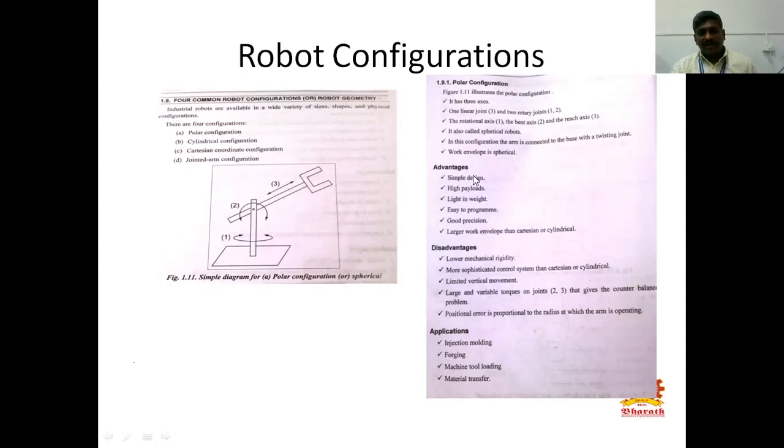So what advantages do they give? Simple design, high payload, light in weight, easy to program. Each configuration also has some disadvantages: lower mechanical rigidity, and a more sophisticated control system than the Cartesian or cylindrical robot. Applications are also given: injection molding, forging, machine tool loading, and material transfer. These are the uses and applications of the polar configuration.